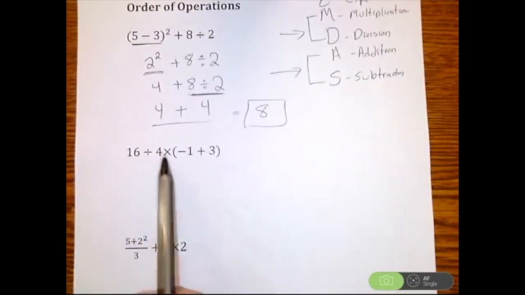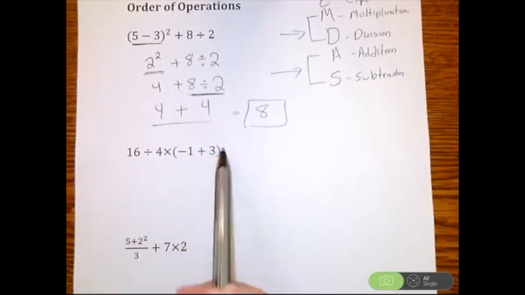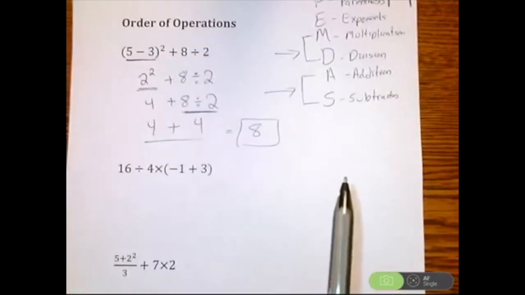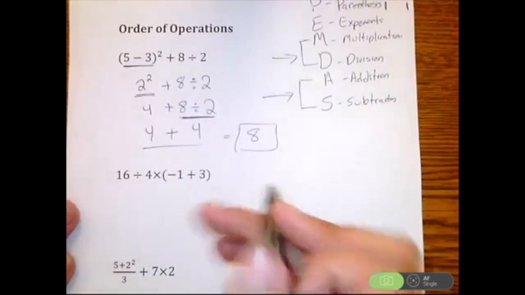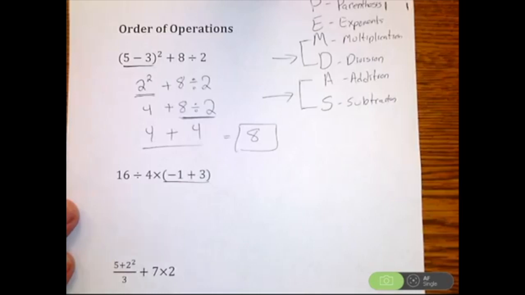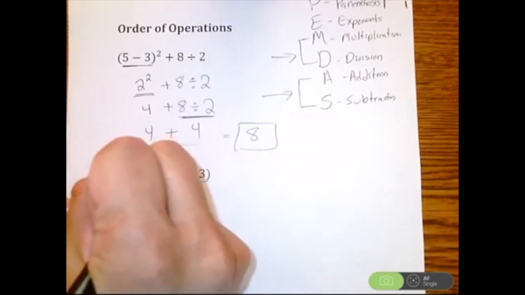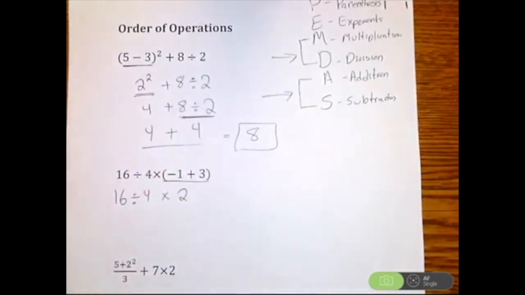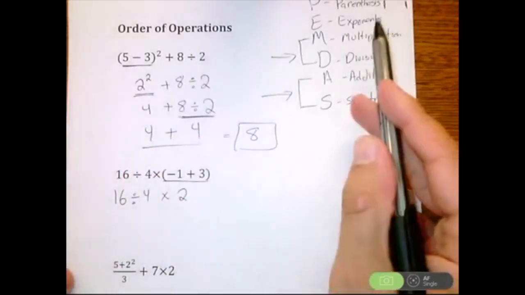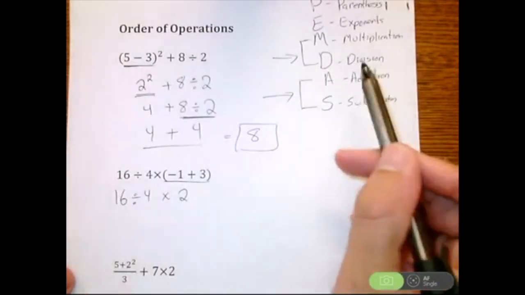16 divided by 4 times, parentheses, negative 1 plus 3, parentheses. So starting with the top, PEMDAS, parentheses. Negative 1 plus 3 is 2. I'm going to rewrite everything else because I haven't touched it. 16, division, 4, multiplication. Next would be exponents. There are none here. We're good to go.